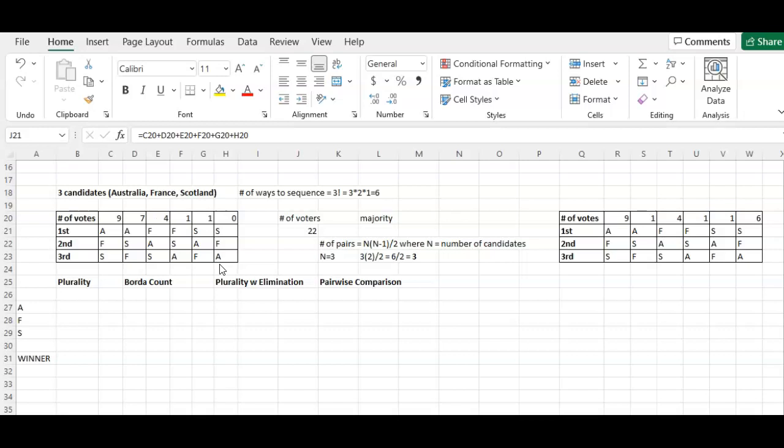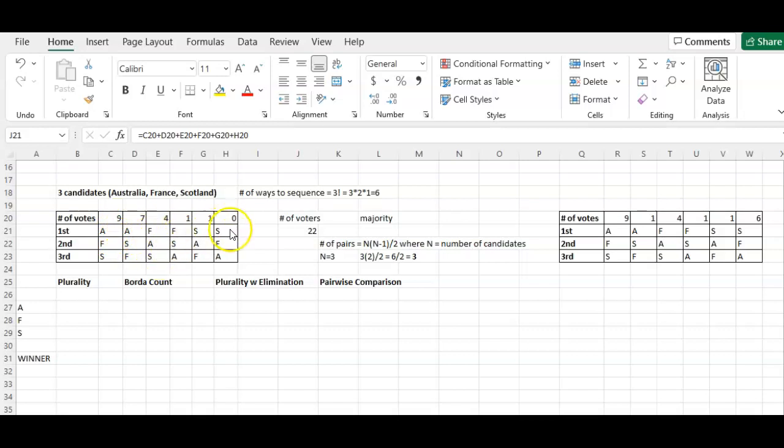If we had 4 candidates, it would be 4 times 3 times 2 times 1, which is 24, I believe. There would be 24 potential ways that you could order those 4 candidates. So that would be very cumbersome. At the moment, we're dealing with 3, and I'm just using the letters A, F, and S to represent the 3 destinations. And at the top, we have the number of votes that each of these sequences received.